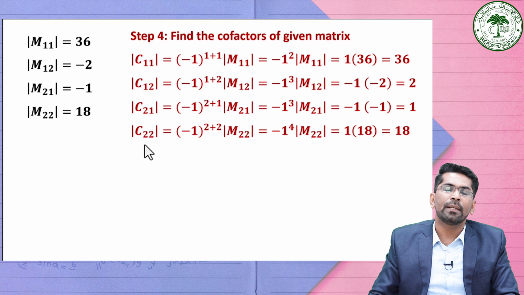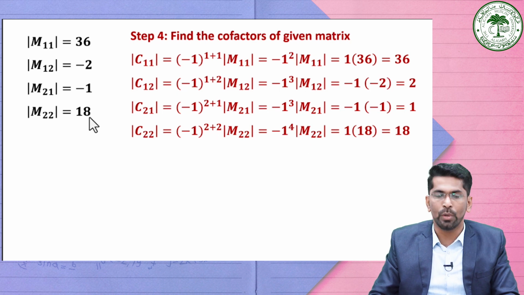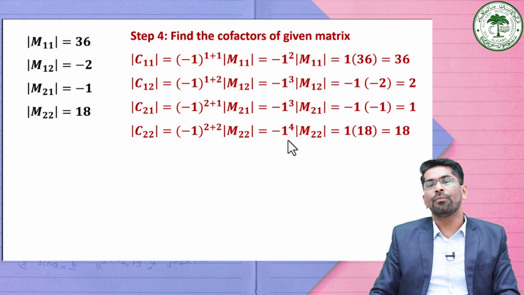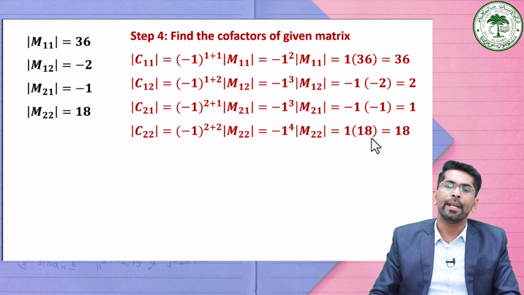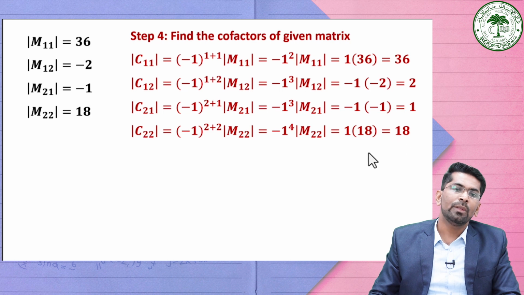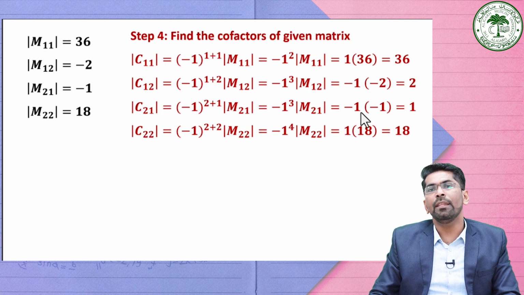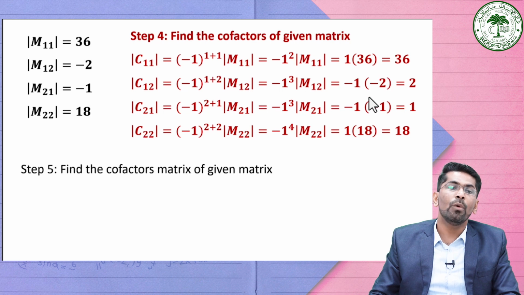Fourthly, we have the cofactor C22, that is minus 1 raised to the power 2 plus 2, which is equal to minus 1 raised to the power 4, into the fourth minor, which is 18. So minus 1 raised to the power 4 is equal to 1, into 18, which is equal to 18. So these are the various cofactors of the given matrix, that is 36, 2, 1 and 18. After finding the cofactors, you know how to find the cofactor matrix. We are going to replace each and every element of the given matrix by its cofactor element.